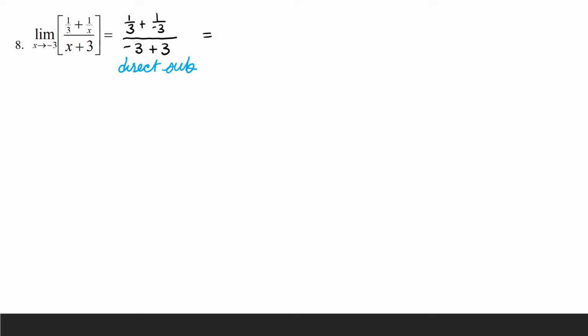And now we'll simplify. 1/3 plus -1/3 is 0, and -3 plus 3 is also 0. So we have 0 over 0, which is indeterminate. Which means we have to do more work.